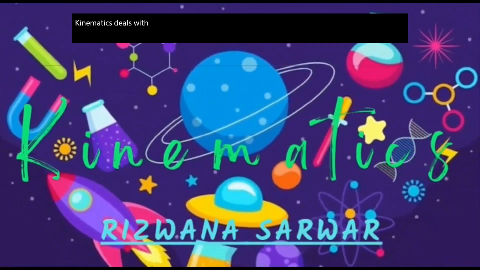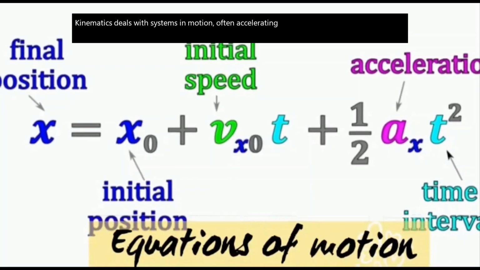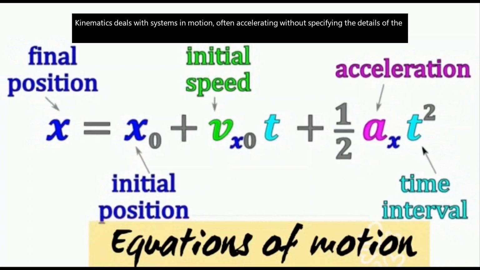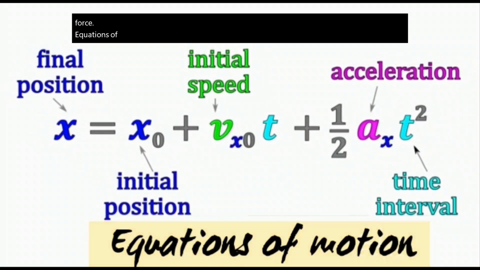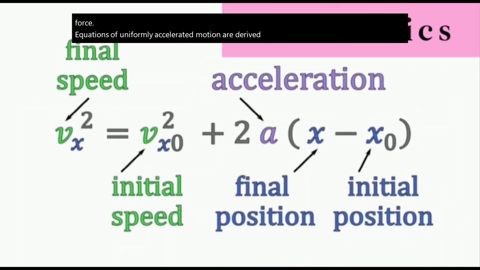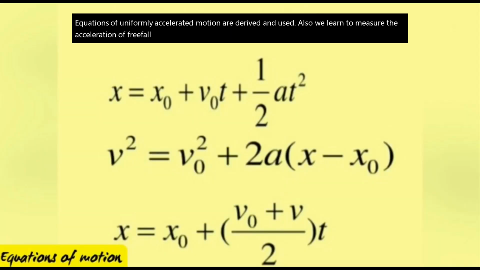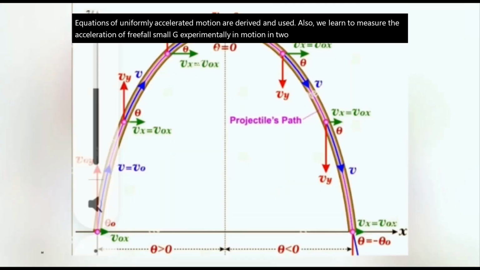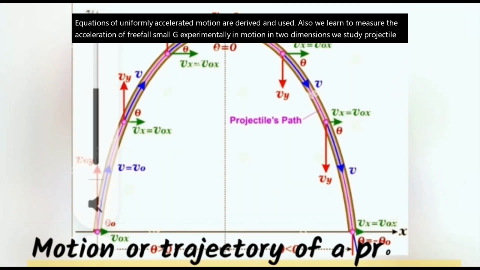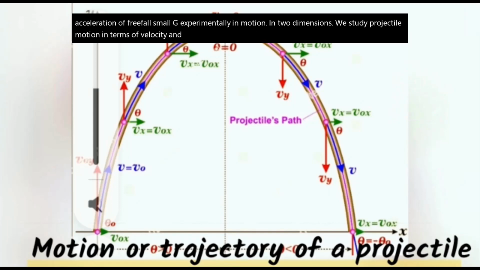with systems in motion, often accelerating without specifying the details of the force. Equations of uniformly accelerated motion are derived and used. Also, we learn to measure the acceleration of free fall, small g, experimentally. In motion in two dimensions, we study projectile motion in terms of velocity and uniform acceleration.